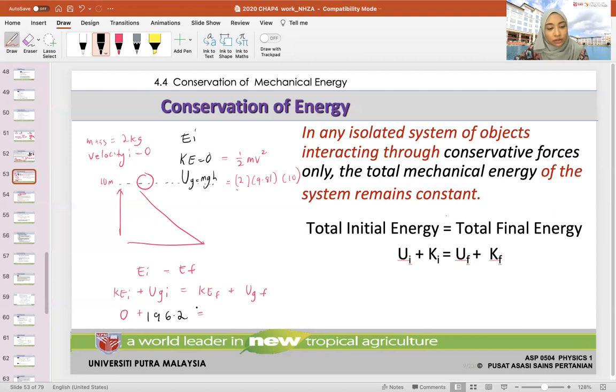Okay, so what is equal to the final energy? What is the value of final energy? Anyone? What does this equation say? This one is the hint. What is the final energy, guys? 196.2. Yes, it will be equal. So if I get 196.2 for my initial energy, I will get the same for my final. I just don't know where it goes, to KE or to UG. So this is what we're going to find out.